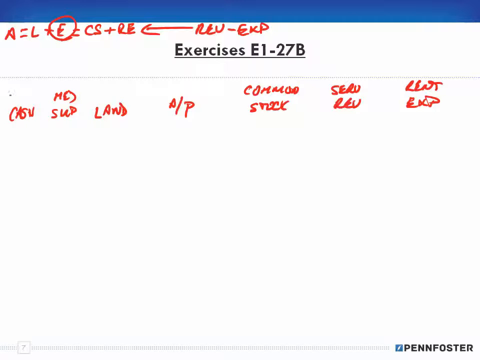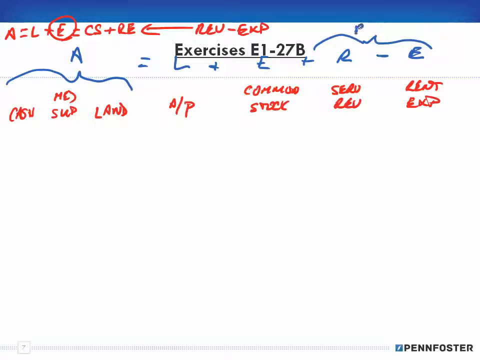So here we have cash, medical supplies, and land are asset accounts, right? And that's equal to accounts payable, which is a liability account, plus common stock, here is our equity account. And over here we have our revenues less our expenses. So remember that the revenues less expenses are the retained earnings.